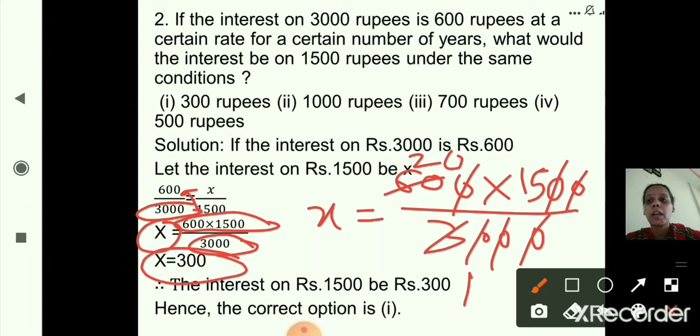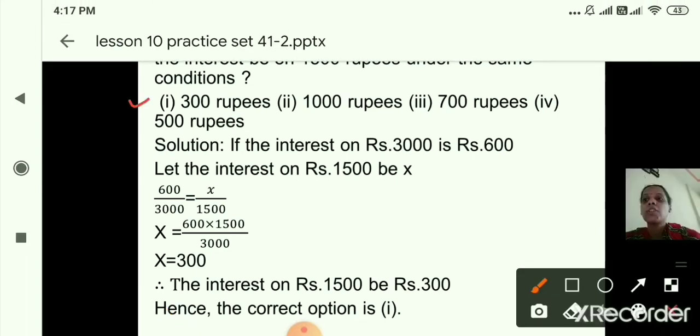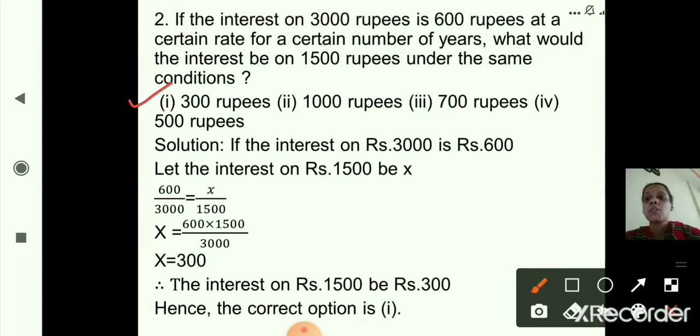Now see the options which are given. Here the first option is 300 rupees, right? So therefore the interest on rupees 1500 is rupees 300. What is the interest on rupees 1500? That is 300 rupees. Hence the correct option is the first one. Okay. Hope we are clear with the second sum.